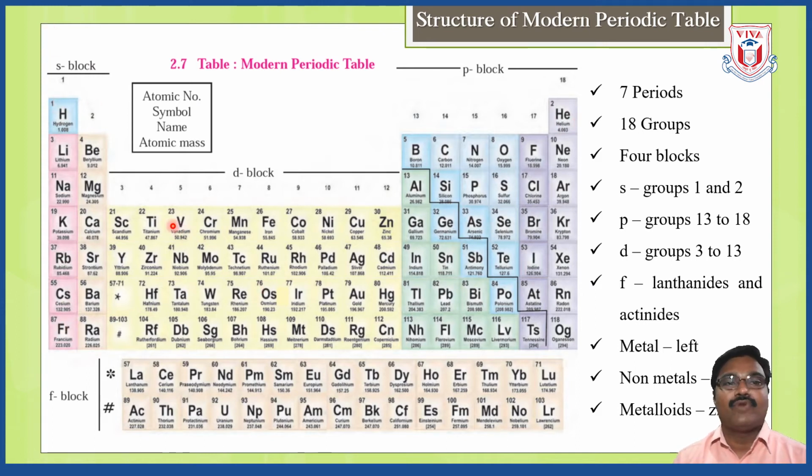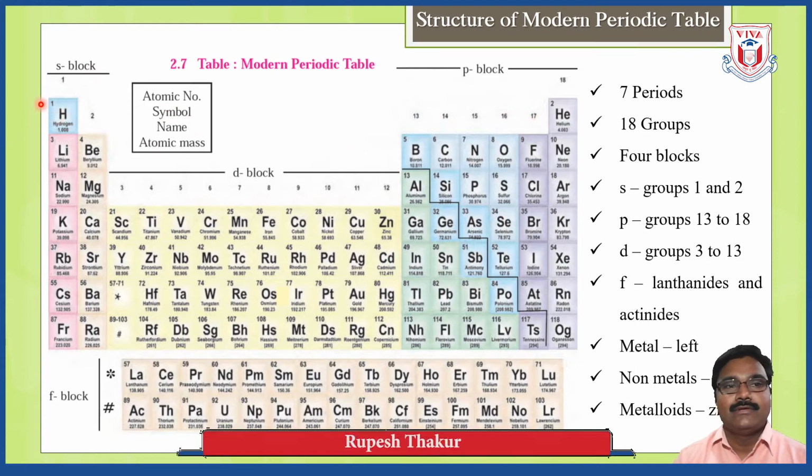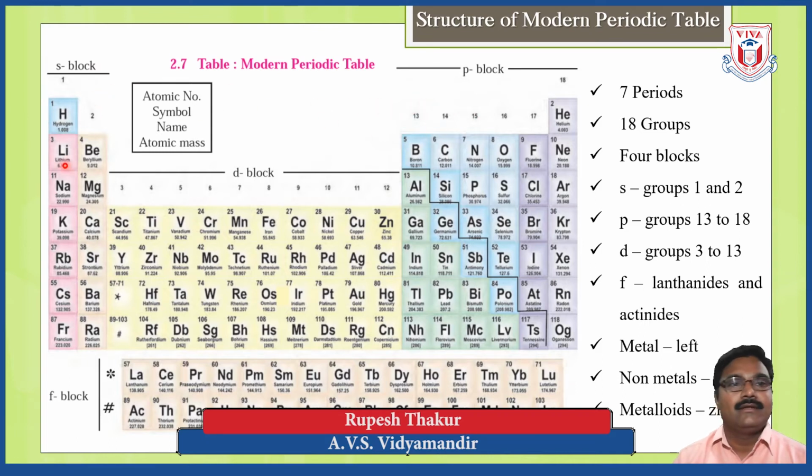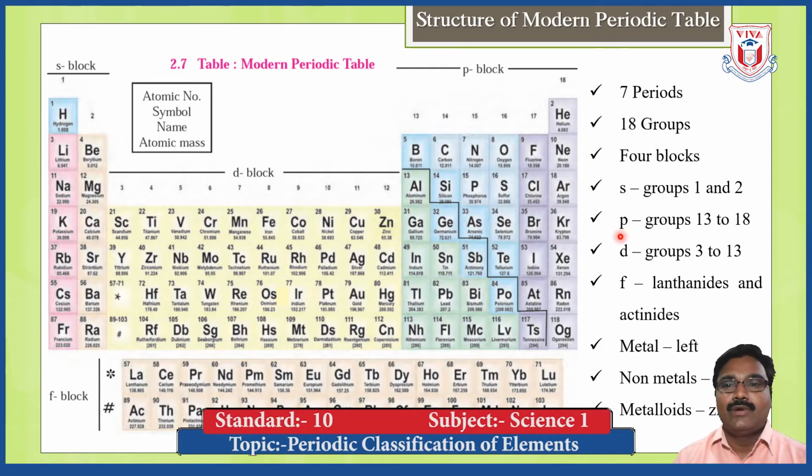Let us see what the structure is. There are a total of 7 horizontal lines. If we count here, hydrogen to helium, this is the first line, then lithium to neon, second, sodium to argon, third, potassium to krypton, and so on. Here this is the fifth line, sixth and seventh.